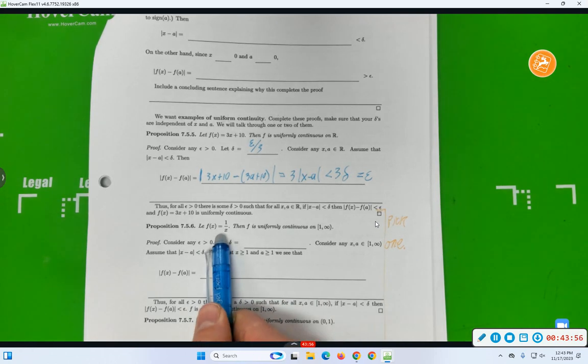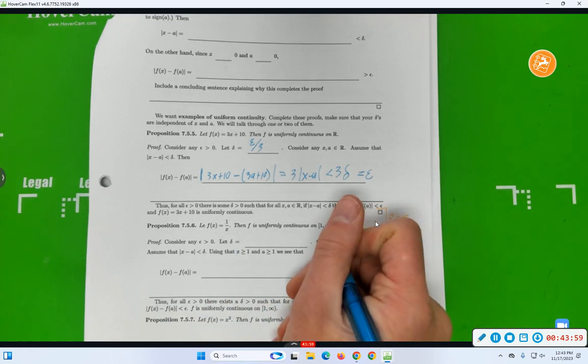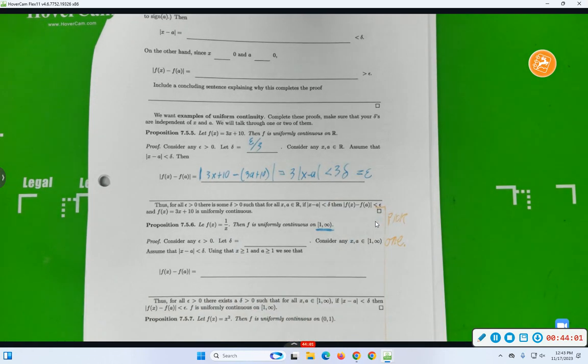Let's take the function f of x equal to 1 over x. I assert that this is uniformly continuous on the closed interval from 1 to infinity. All right, well, I know how this argument should start, right? Let's consider any epsilon bigger than 0. We will let delta be something we get to pick. We will consider any x and a in the closed interval from 1 to infinity. We will assume that the absolute value of x minus a is less than delta. Then, well, maybe there's a hint there about what's going to happen in the coming lines.